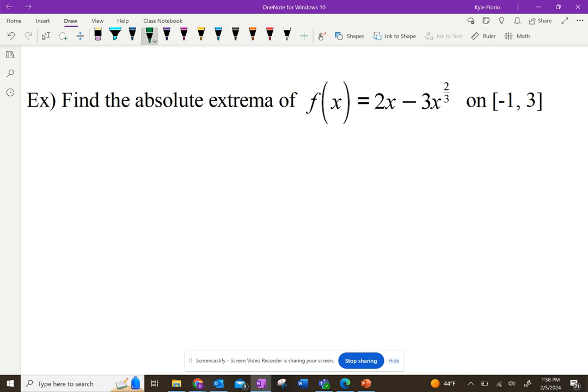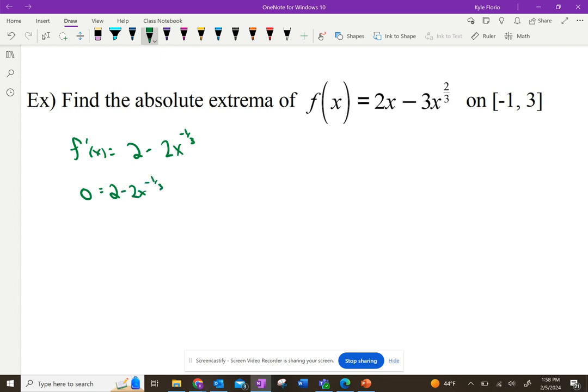Again, step 1, find the critical numbers of the function. So that's when the derivative is 0 or does not exist. The derivative is going to be 2 minus 2x to the, let's see, 2/3 minus 1 is negative 1/3. Again, just using the power rule. 2/3 times 3 is 6/3. 6/3 is just 2. So we've got to find out where the derivative is 0 and where the derivative does not exist.